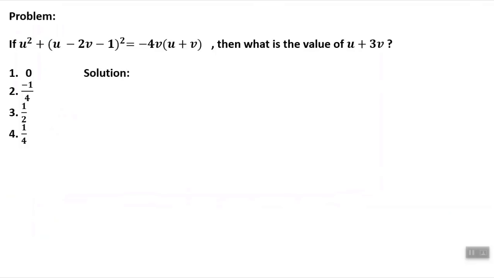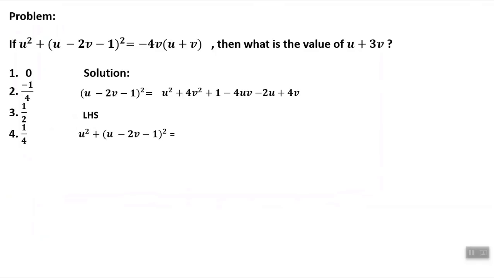Let us start by expanding the square of three terms, the second bracket. U minus 2v minus 1 whole squared. If you're patient, you can expand this as u squared plus 4v squared plus 1, etc., etc. And if you now substitute that and simplify the left-hand side expression, it would look like this. The right-hand side expression obviously is just a distribution of negative 4v over u plus v, which is that.